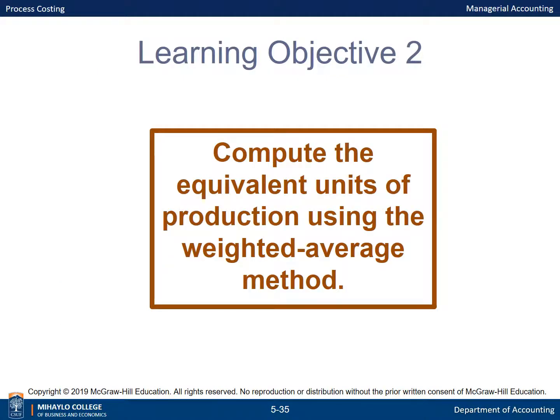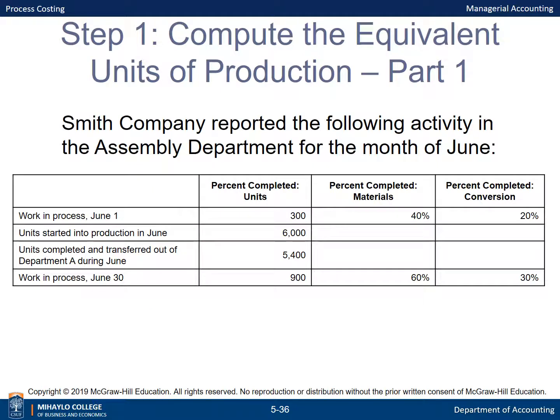Learning Objective 2 is to compute the equivalent units of production using the weighted average method. Smith Company's assembly department reported the given activity for the month of June. Notice that the department started the month with 300 units that were 40% complete as to materials and 20% complete as to conversion, direct labor and overhead.